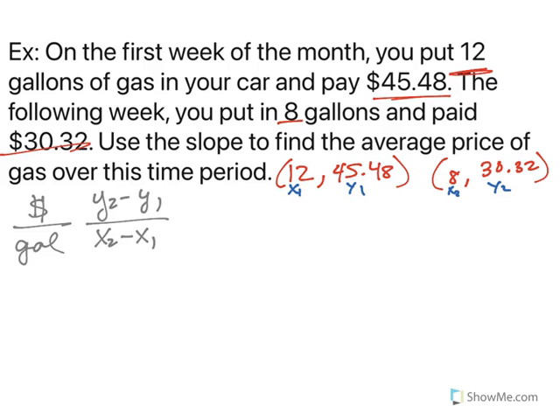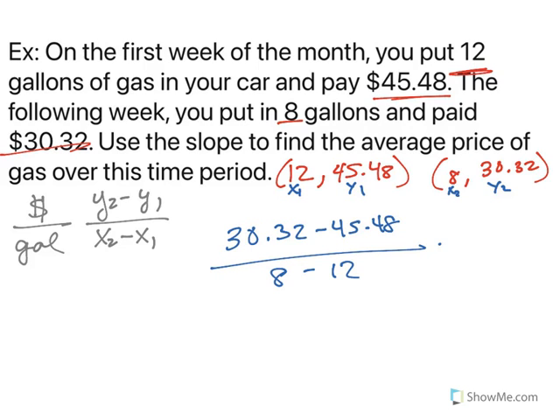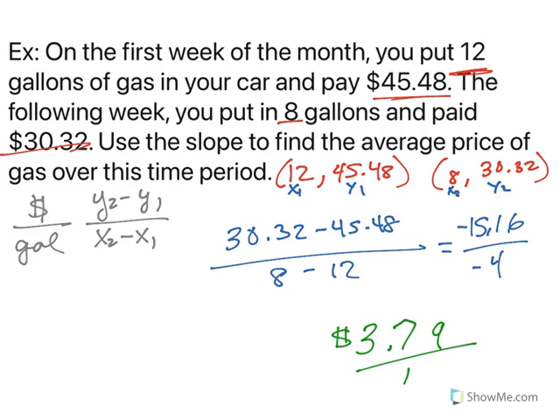Okay, great. So y2, 30.32 minus 45.48 over 8 minus 12. When I subtract in my numerator, I'm going to get a negative 15.16 over a negative 4. When I divide, 2 negatives is a positive, and I end up with 3.79 over 1. That means the average price of gas over this time period is $3.79 per 1 gallon of gas. That's how we can use slope to talk about the average rate of change.